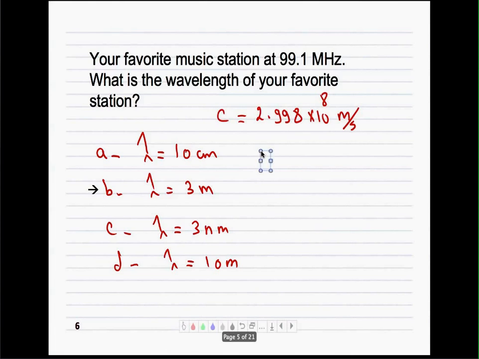Again, the only thing that can go wrong is if you don't do the conversion, or you do the conversion in the wrong way. So I have 2.998 times 10 to the 8, the speed of light in meters per second, over the frequency, 99.1 megahertz, and I know that the conversion factor is 10 to the 6. I'm going from the big unit to the small unit. And lambda will be equal to 3 meters.